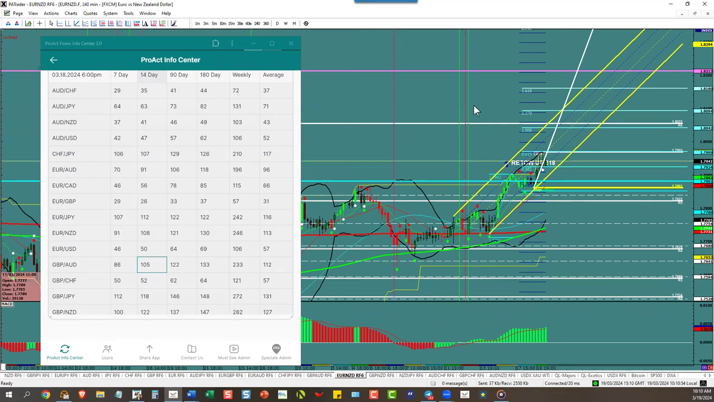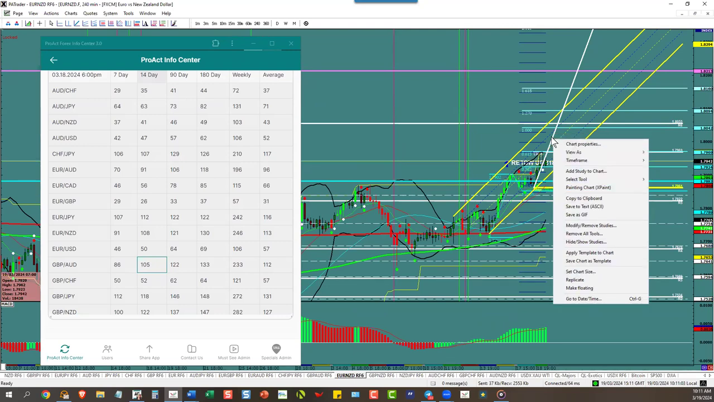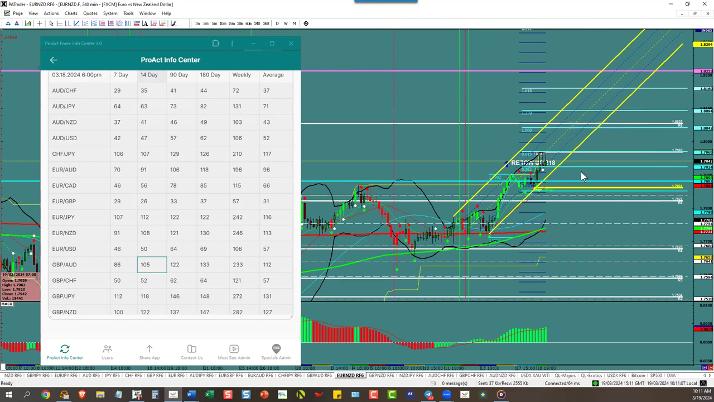What do we got to do? We got to wait for it. Wait for it. But we already know what to look for. Get rid of this. There we go. So there it is. We're looking for a real estate week trade up to there. It's only 318 pips up there.